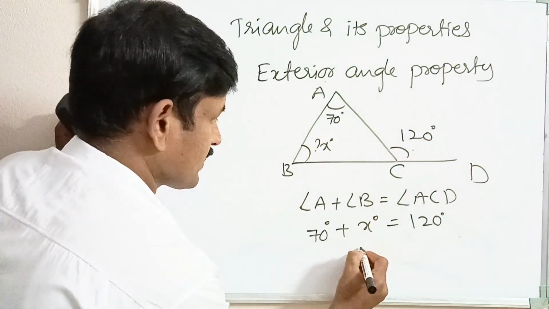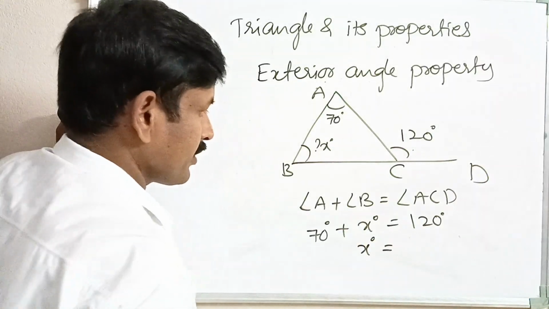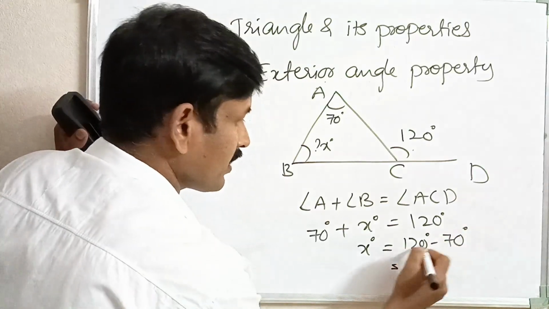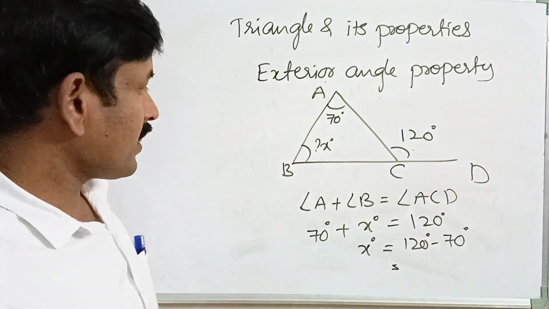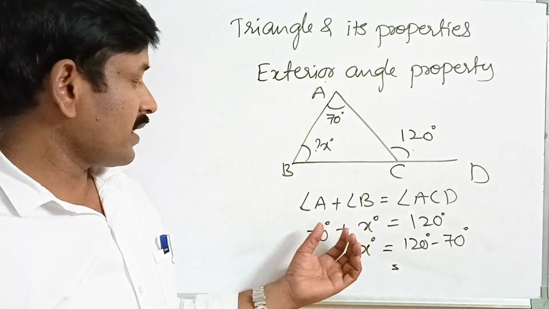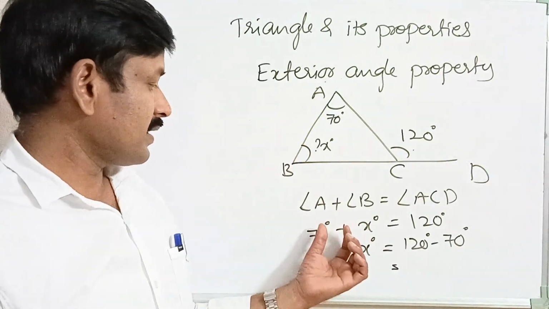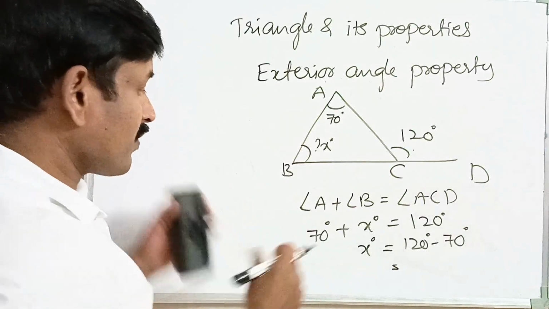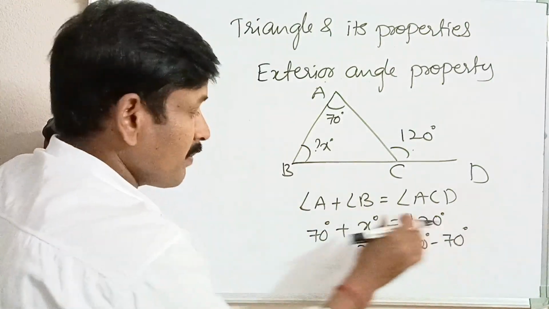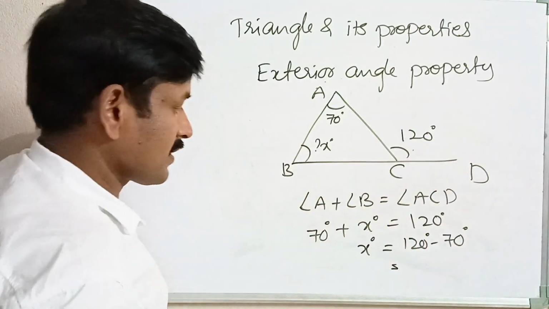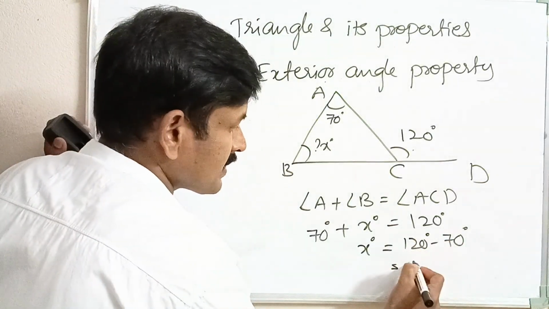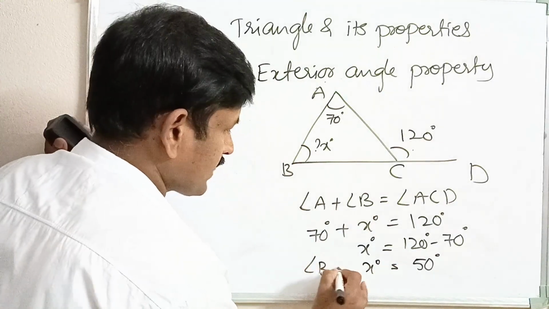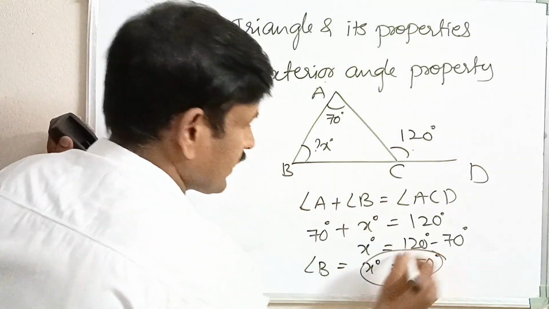Now find x, angle B. x degrees is equal to 120 degrees minus 70 degrees. So here if you transpose any quantity from the LHS to the RHS or from the RHS to the LHS, plus quantity becomes minus and minus quantity becomes plus. 120 minus 70 is 50 degrees. So angle B, x, is equal to 50 degrees.